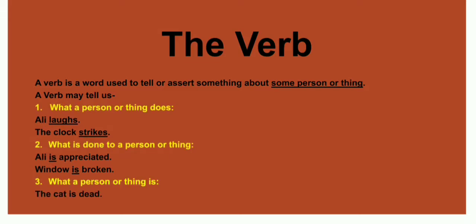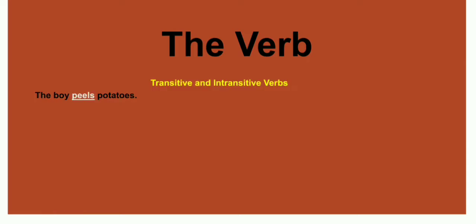Thirdly, a verb may tell us what a person or thing is. It tells us about the state of being. Like here the example is the cat is dead. Now dead is the word which is telling about the state of the cat. The current state of the cat is that it is dead. Next, it is a baby. Now here is states the state of being of the baby.